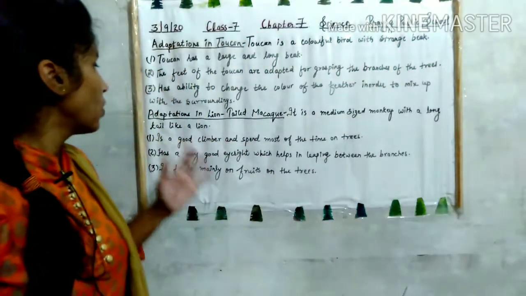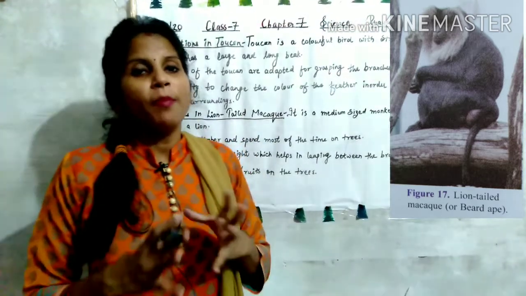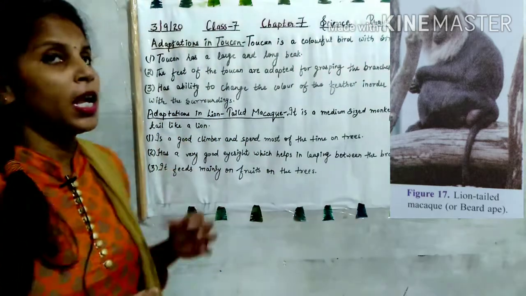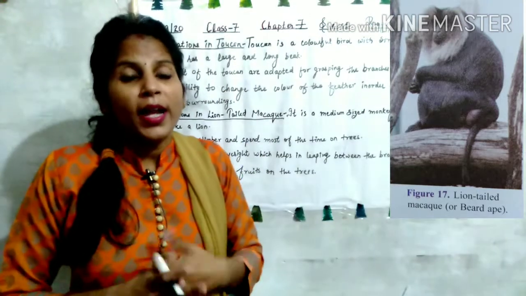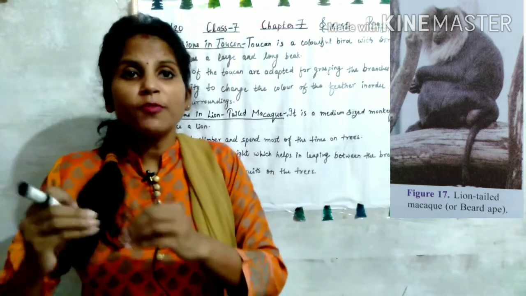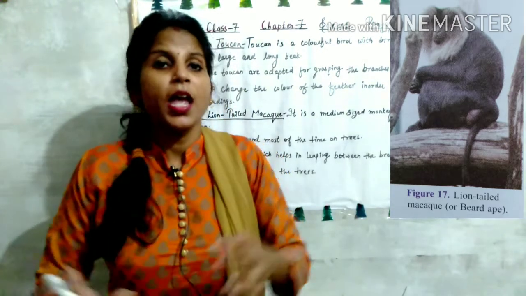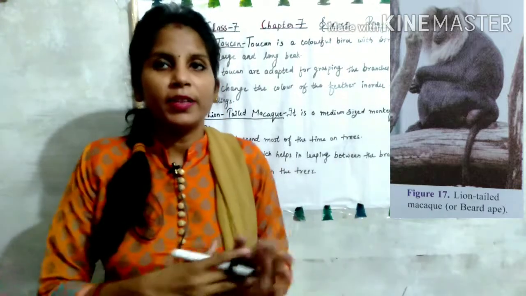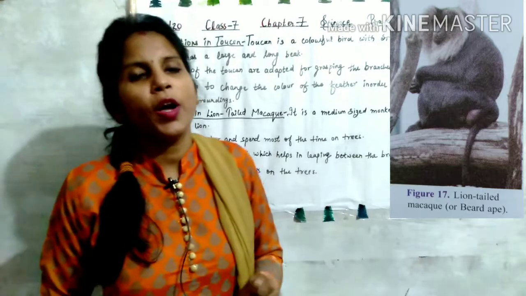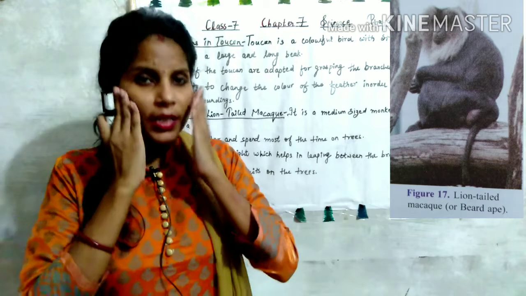Okay, now adaptations in lion-tailed macaque. See, lion-tailed macaque is a medium-sized monkey with a long tail like a lion. Why it is like a lion? Because lion is also having a tail, but it has tufts of hair at the end. उसके अगर पूंछ के हिस्से में देखेंगे तो गुच्छे जैसे है. In the same way, it is also having. That's why it is called as lion-tailed macaque.